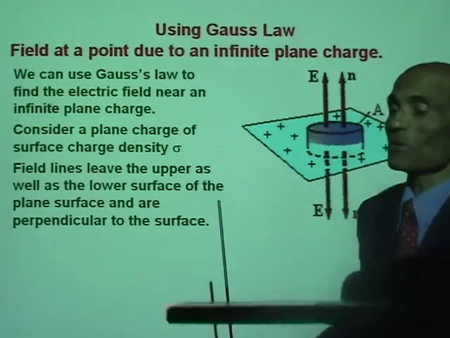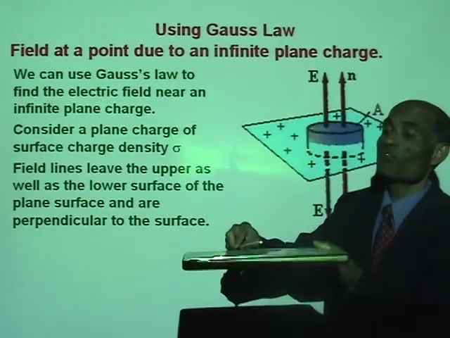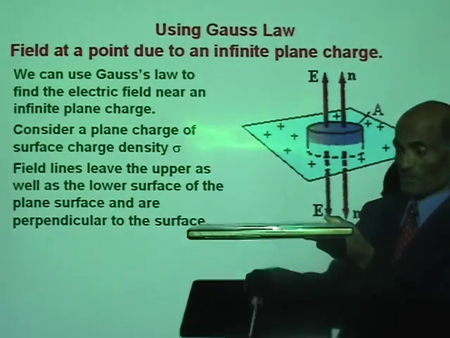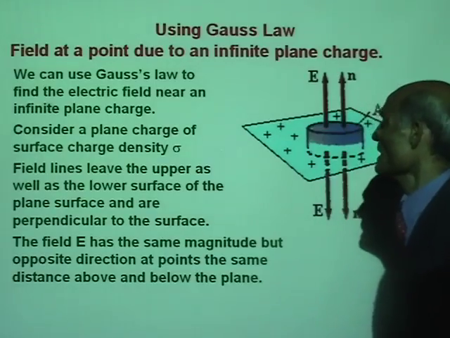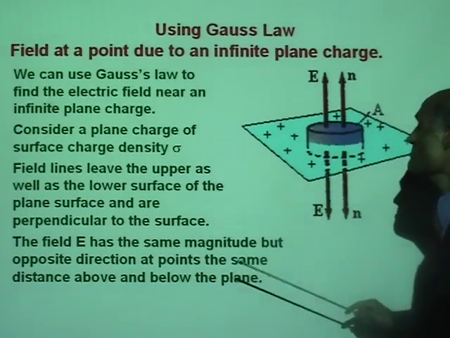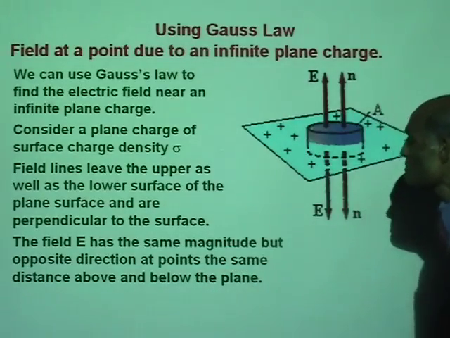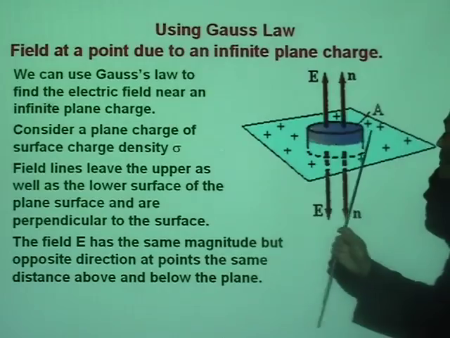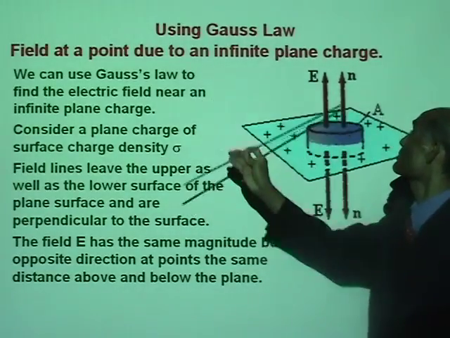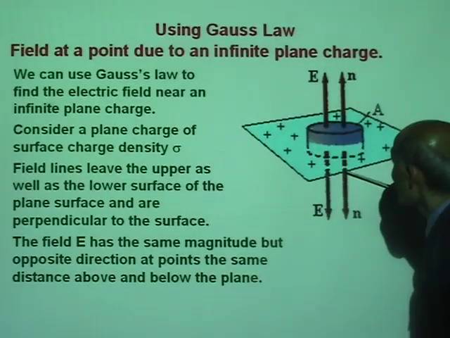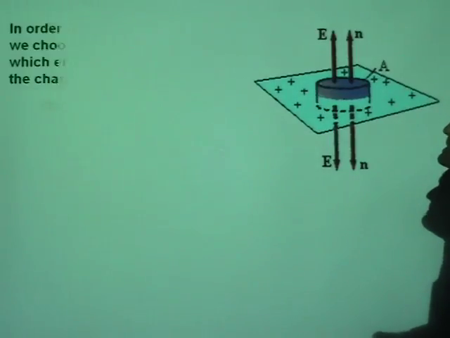Is that right? That means if you now want to find the net flux leaving, it will be the flux leaving on the top plus the flux leaving below. The field E has the same magnitude but opposite direction at points at the same distance above and below the plane. Is that right? If at any point above the field is positive, directed upward, at any point below the field will be directed downward, and negative.